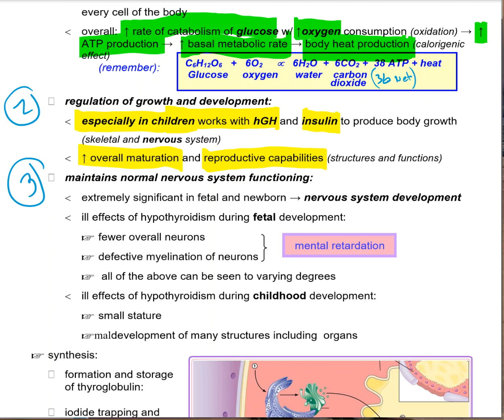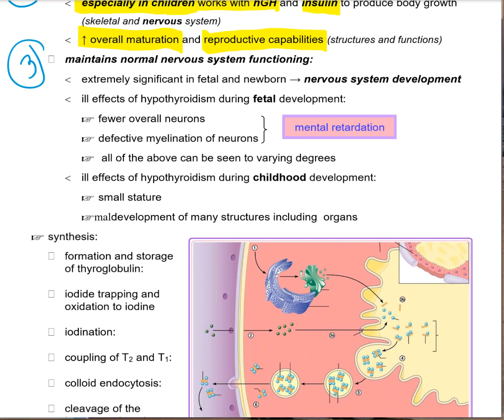Okay. The third thing that the thyroid hormones do is they maintain normal nervous system functioning. They're really important in development of the nervous system in the fetus and newborn, and then they maintain it during our life. So when we release T3 and T4, we make sure that the nervous system's working correctly. If we have hypothyroidism, low thyroid hormone levels, during fetal development, we can get, unfortunately, fewer neurons and not the correct myelination because we don't have the development that we want, and as a result, we can have deficits like mental retardation.